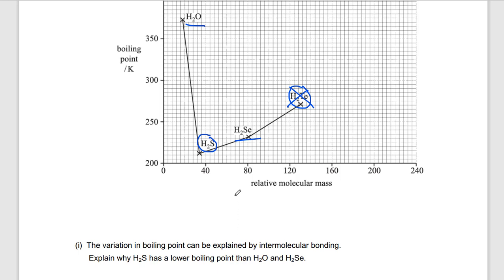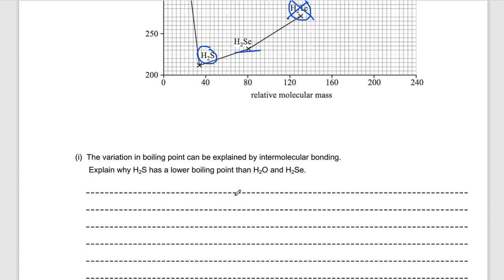Now, the first part of this question is very, very straightforward. And that is simply explaining why H2O has a higher boiling point than H2S. Now, hopefully, you'll have spotted, and obviously, H2O is a very, very common example of this. H2O has hydrogen bonds. Okay, H2O has H bonds, and they are very strong. And H2S does not. Okay, H2S does not have H bonds.